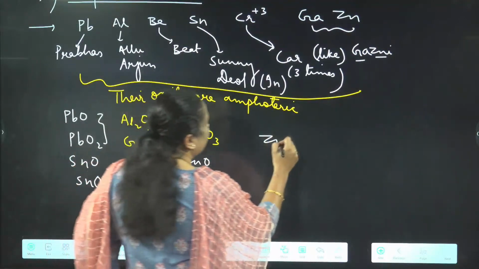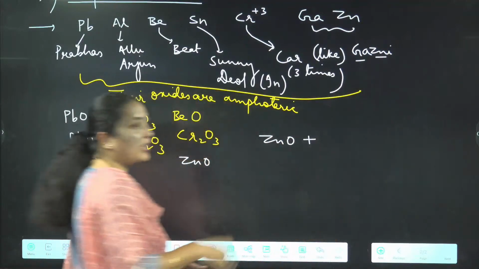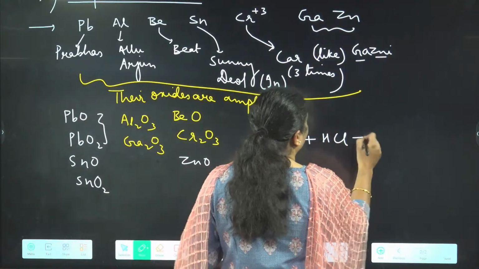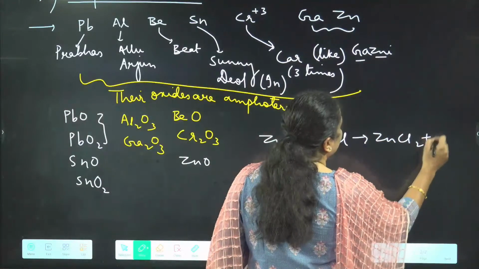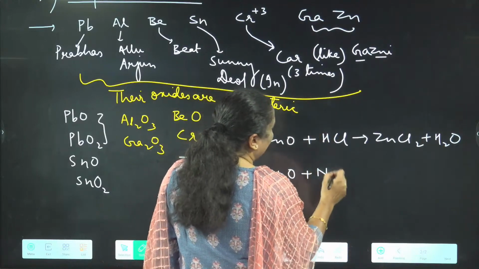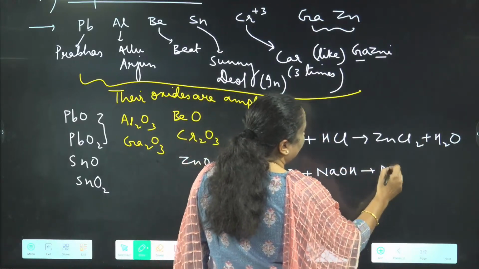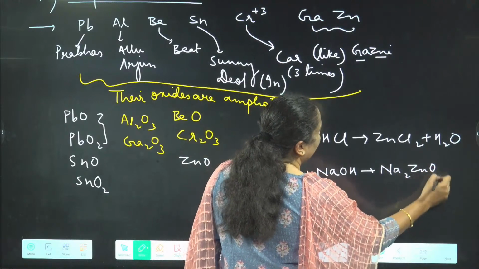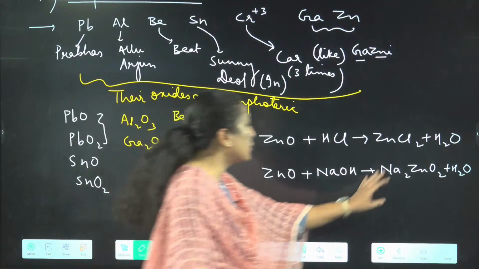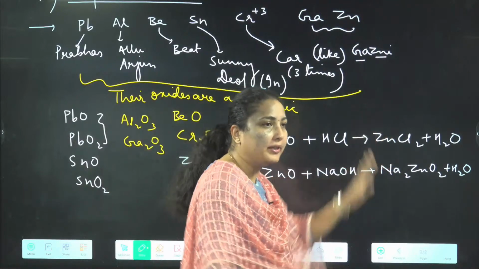Now, when I was talking about this amphoteric oxide, I am saying that they are able to react with acid as well as bases, right? So, if I am having ZnO plus HCl, it will form ZnCl2 plus water, salt plus water. ZnO plus NaOH, it will be able to form Na2ZnO2 plus water, right? So this is also another salt, okay? This is sodium zincate, this is zinc chloride.